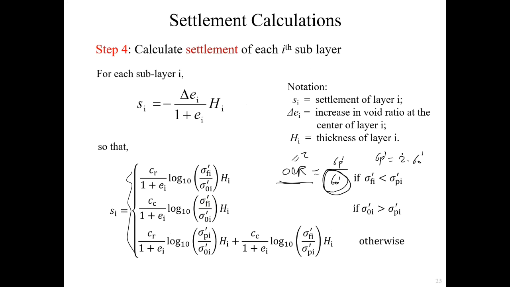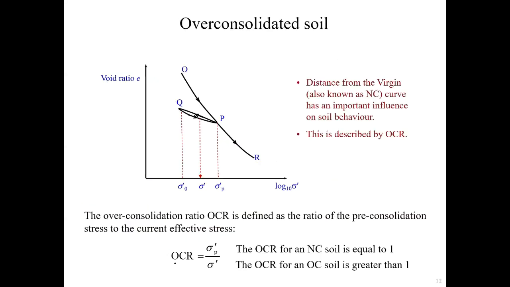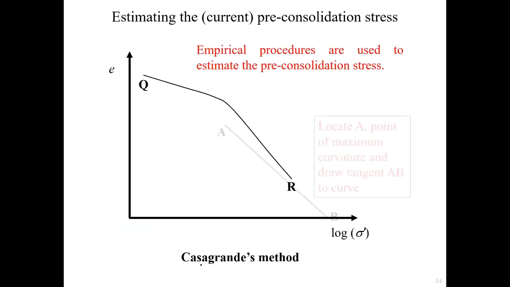Yes, thank you. Here, OCR equals sigma P prime divided by sigma prime, where sigma prime is the current vertical effective stress. So this is another way to get sigma P prime. It's either provided straight away or the OCR is provided. Once you get the current vertical effective stress, you can back calculate sigma P prime.